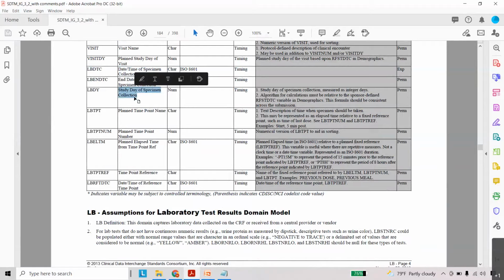Next one is LBTPT, the time point variables. We can see the planned time point name for particular test information. This is predetermined and it is also a permissible variable. We also have the planned time point number and the planned elapsed time from the time reference. All these are time point variables and reference variables. Elapsed means if there is any difference between the planned and actual, that duration we can capture here.